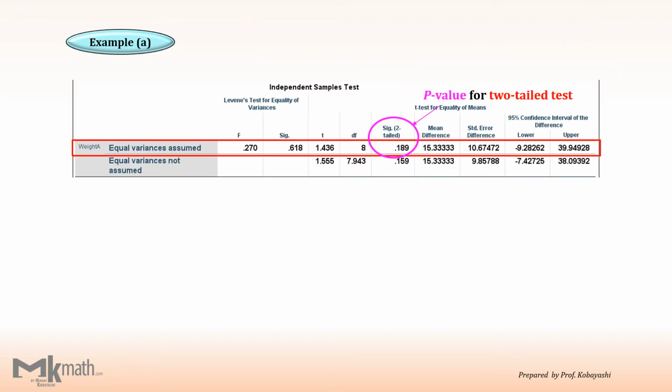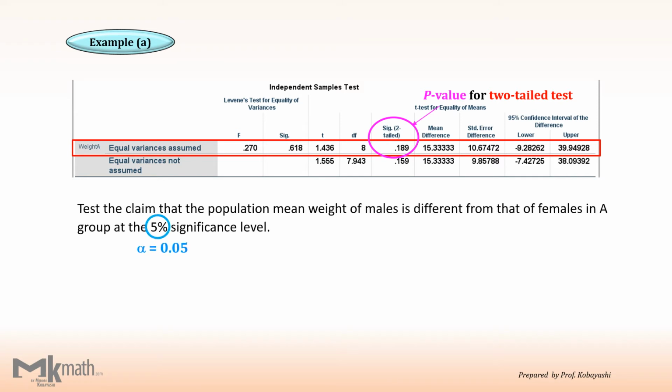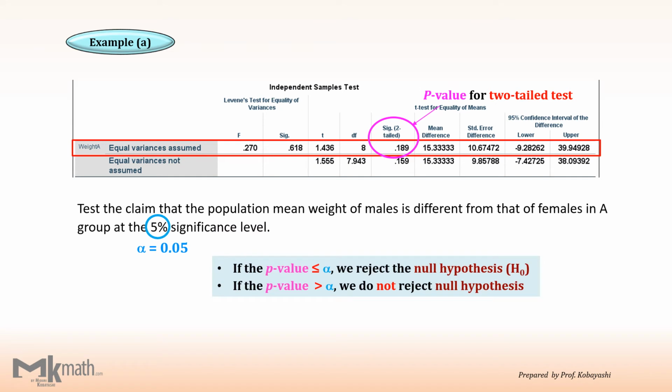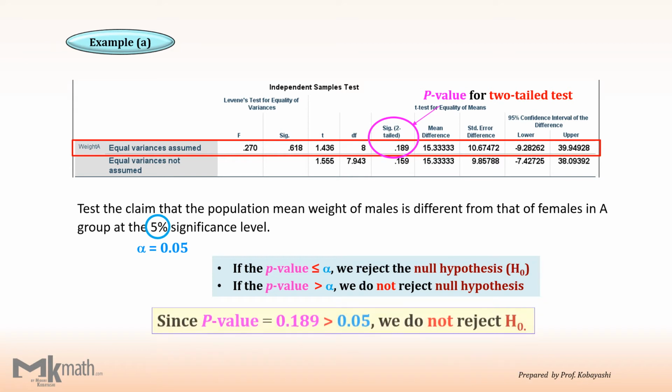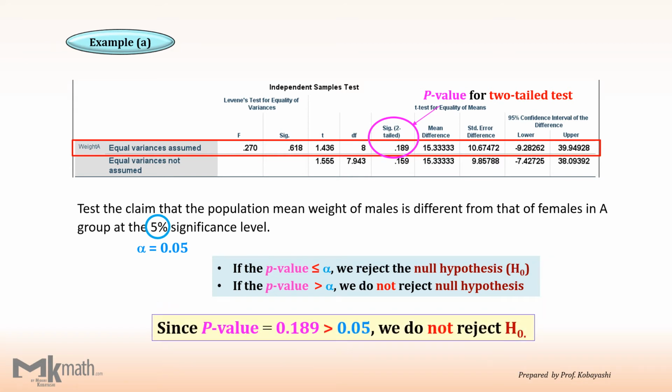Now we have the p-value as 0.189. Then how about the alpha value? Going back to the question sentence, we see 5% as the alpha value. Here's the criterion as the p-value approach. If the p-value is less than or equal to alpha, then we reject the null hypothesis. But if the p-value is greater than alpha, then we do not reject the null. So in our case the p-value is 0.189. It's greater than the alpha value 0.05. We do not reject the null.